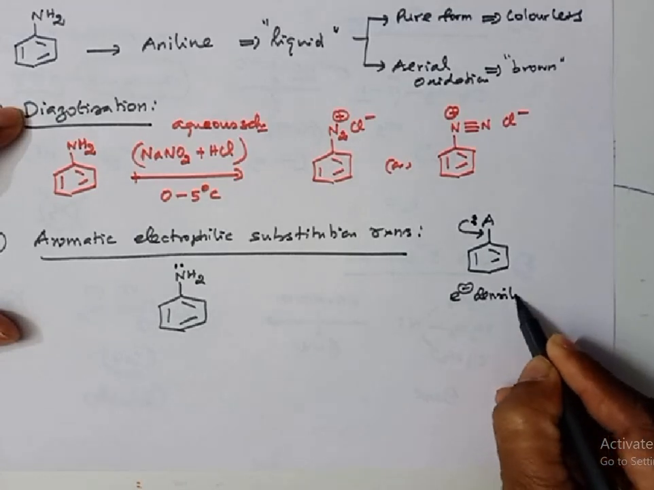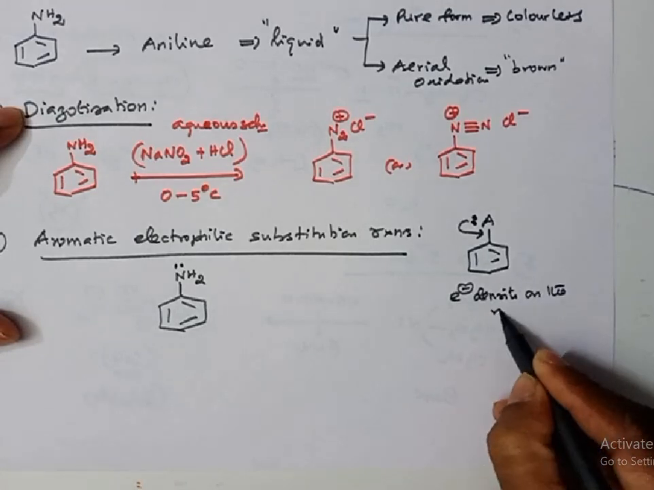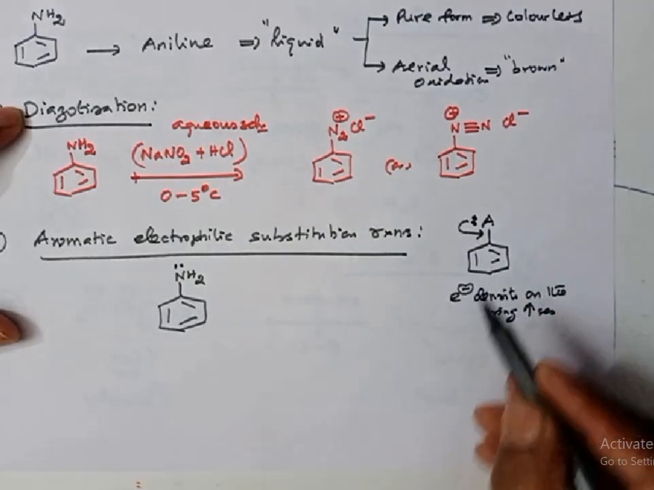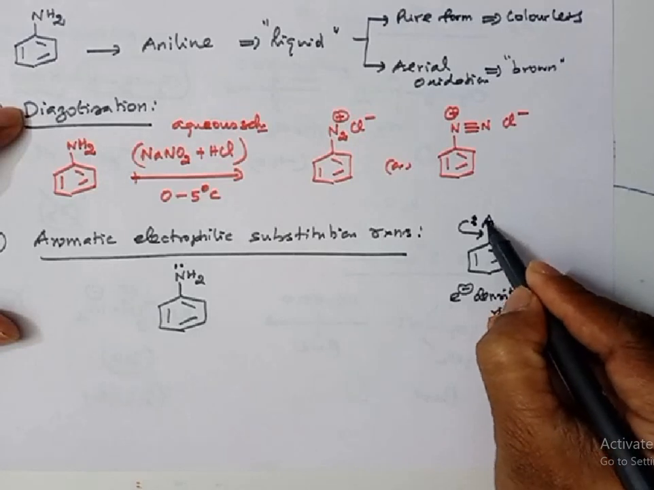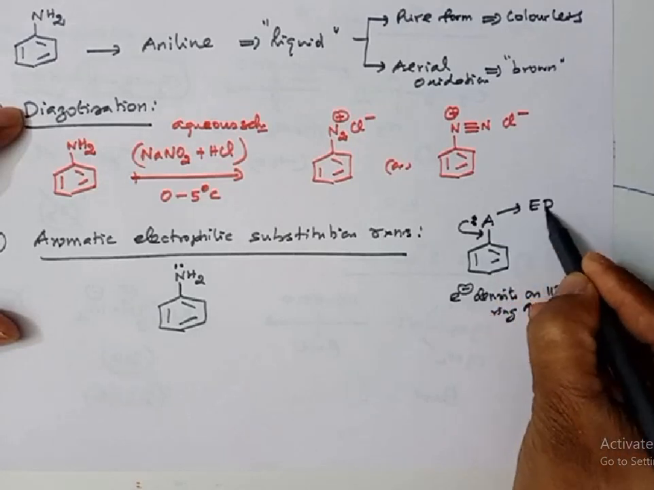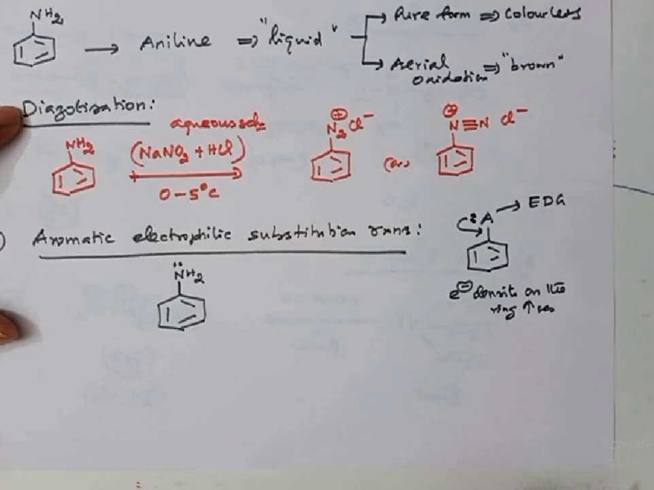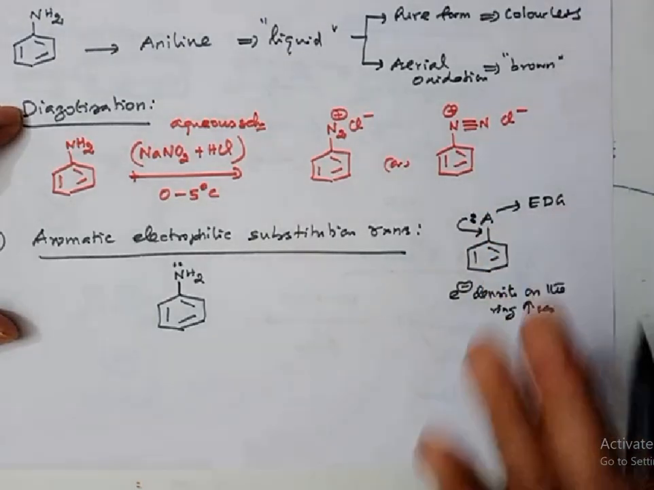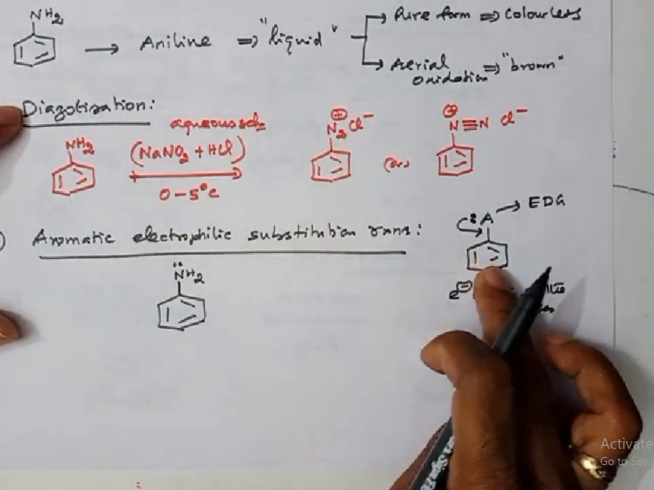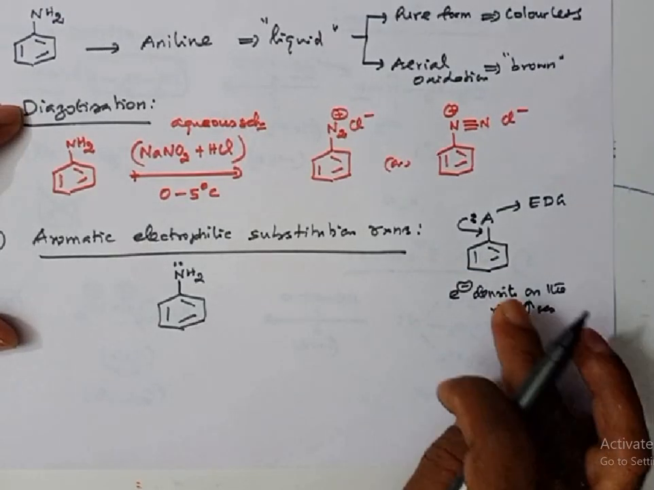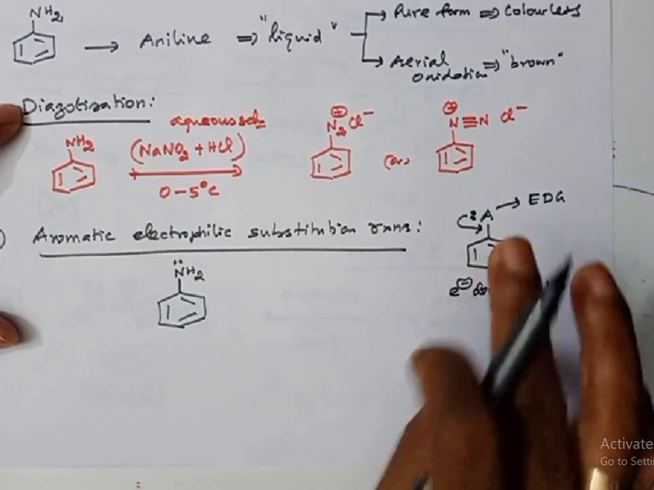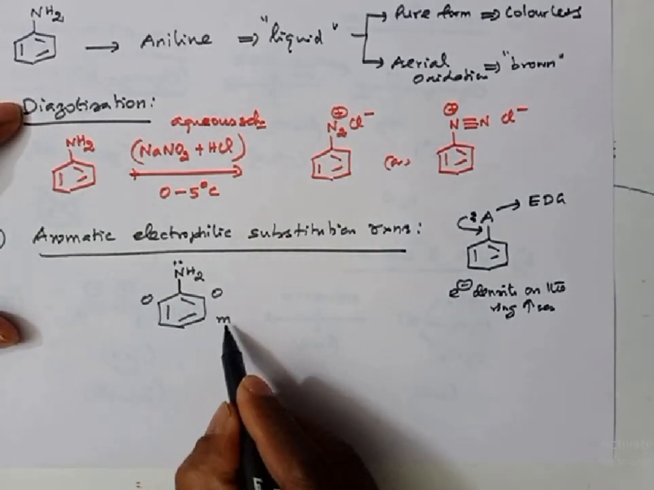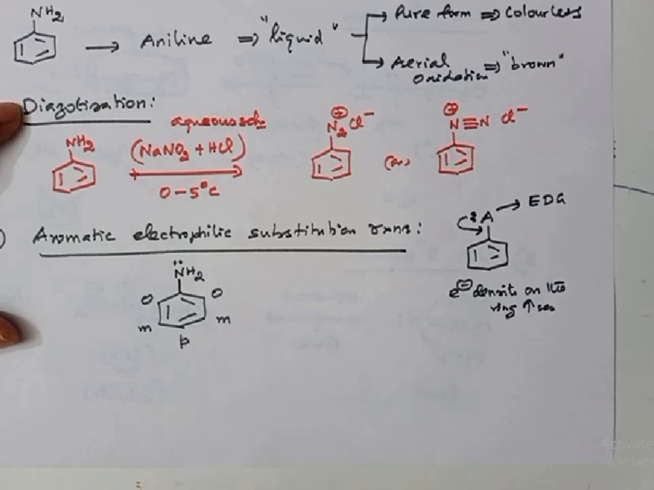Electron density on the ring increases because the group is electron donating group. Okay, whenever the directly attached atom has a lone pair, we call the group as electron donating group. Okay, electron donating group donates the lone pair to the benzene ring. So electron density on the ring will increase. Will electron density increase equally on all carbons? No. Listen student, here we have 2 ortho carbons, we have 2 meta carbons, and we have 1 para carbon.